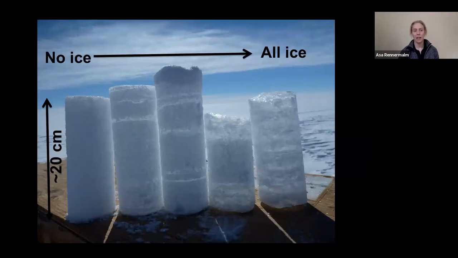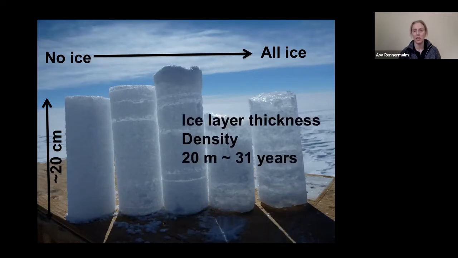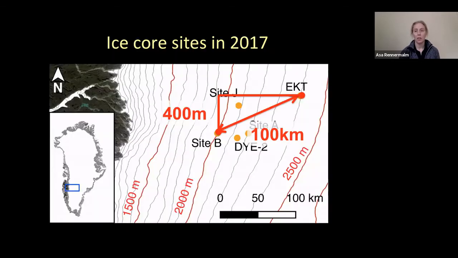So as we have pulled these cores up from the deep of the ice sheet, we have looked at the ice layer thickness and where those ice layers are. We also measured density. We go down about 20 meters, which in this part of Greenland is firn that has been deposited in the last 31 years, approximately. So, all right, let me show you what we found here.